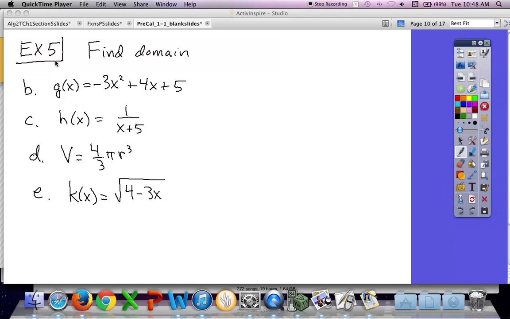So this is example 5. If you notice, I didn't include the part A, because the part A is a set of ordered pairs. I'm just not interested in dealing with that. Let's jump to the equations.